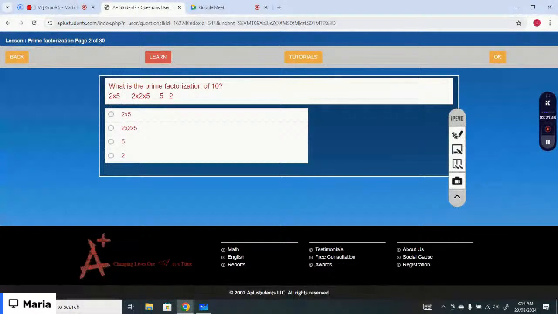That is 2 times 5, right? The correct option is 2 times 5. The prime factors for 10 is 2 times 5.